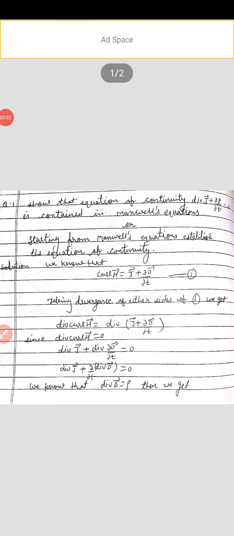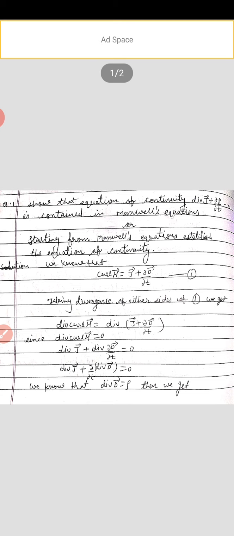Good morning, students. Today we solve two problems which are based on the Maxwell equations. First problem is: show that the equation of continuity, divergence J plus del rho by del t is equals to 0, is contained in Maxwell equations, or starting from Maxwell equations establish the equation of continuity.